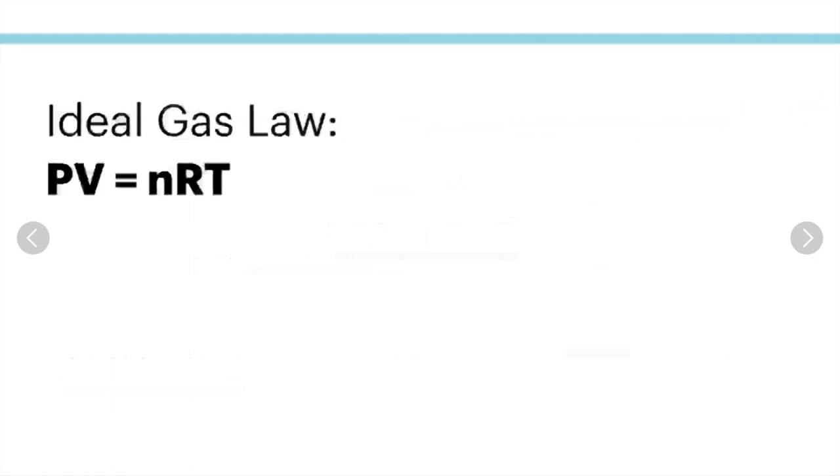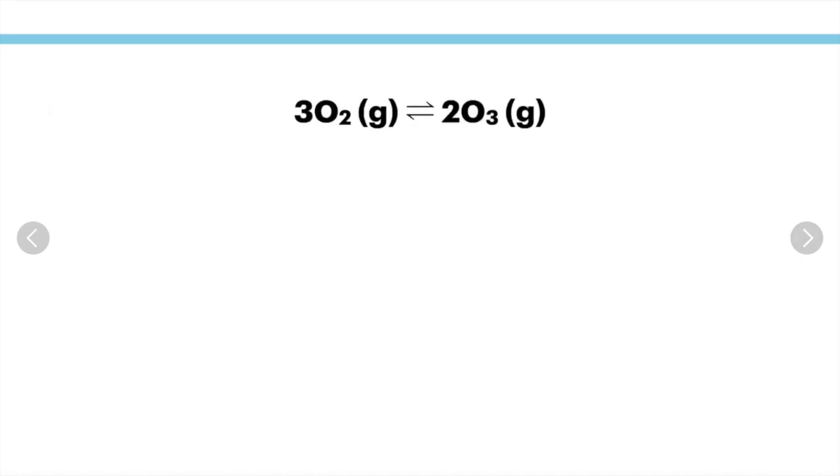Finally, we're going to look at how Le Chatelier's principle applies to changes in volume. The ideal gas law is key to understanding these changes. So to review, the ideal gas law says that PV equals nRT. From this law, we know two things that are going to help us here. First, that pressure and volume are inversely proportional to each other. And the second thing is that pressure and n, the number of moles, are directly proportional to each other.